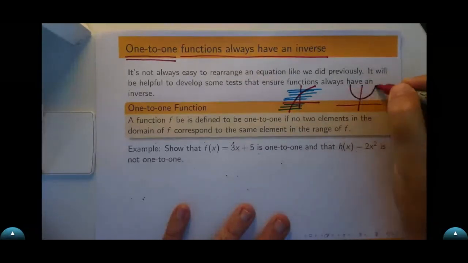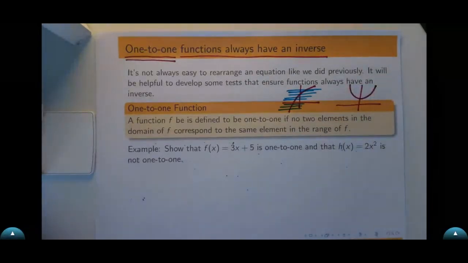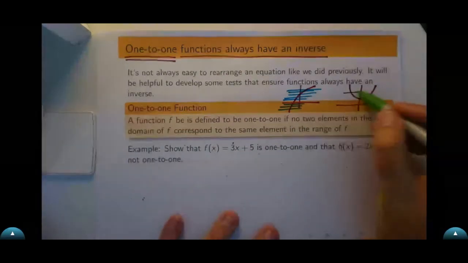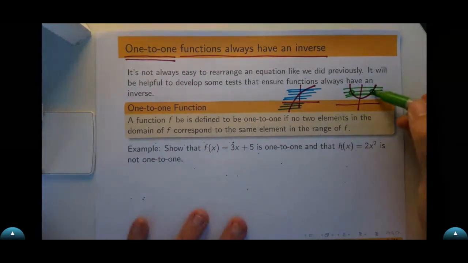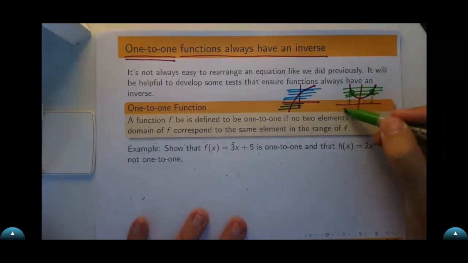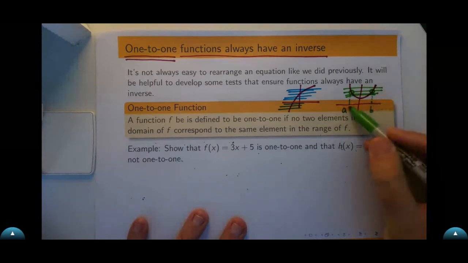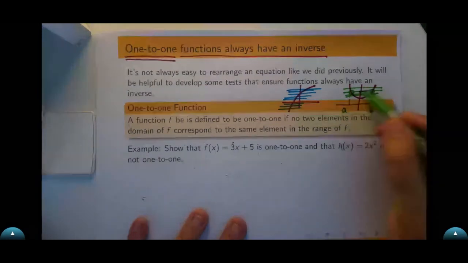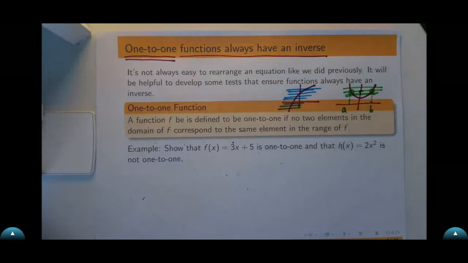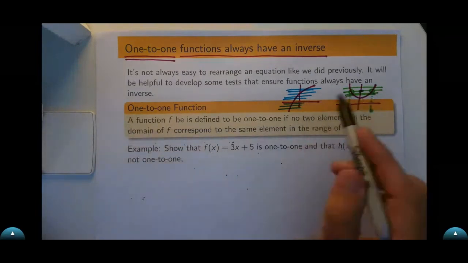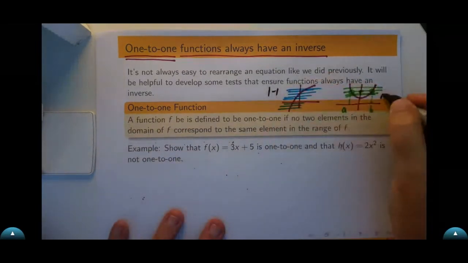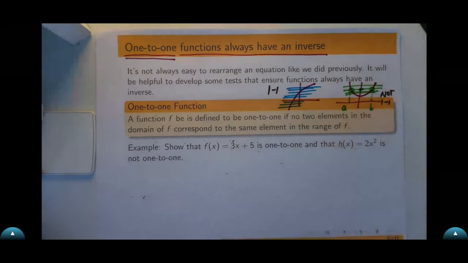If I have a function like that, that's not a one-to-one function, because if I draw these horizontal lines, they cut the curve at two places. What that means is for two different inputs, they give you the same output. That's not okay when it comes to inverse functions. So this is the pictorial representation. This is one-to-one, and this is not one-to-one.